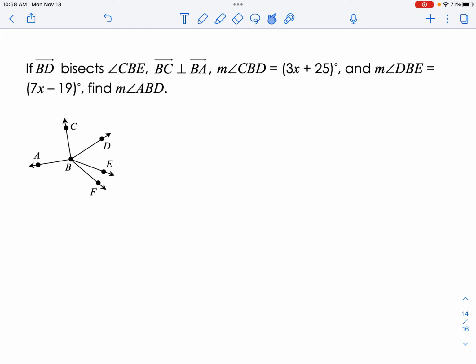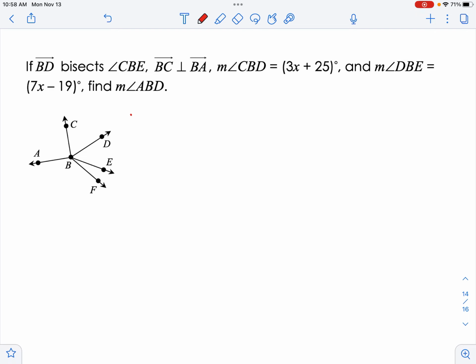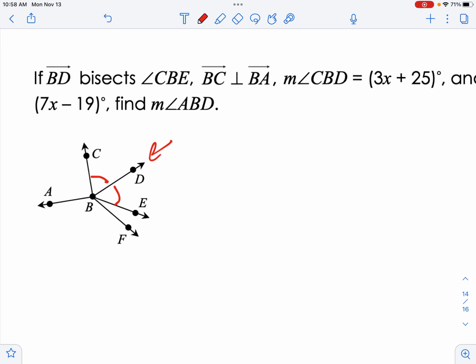Okay, so this last one says, if ray BD bisects CBE. Okay, so ray BD is right here. Whoops, is right here. There we go. And it bisects CBE. So that means that this and this are congruent.